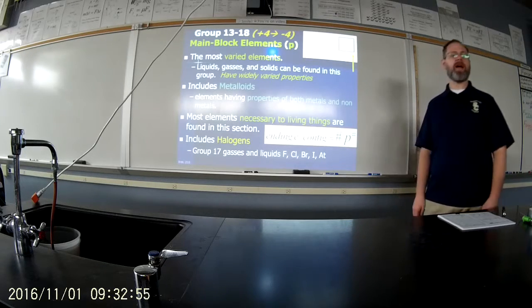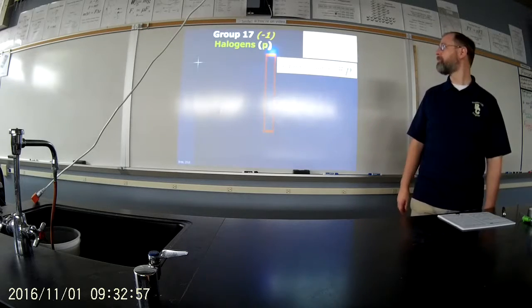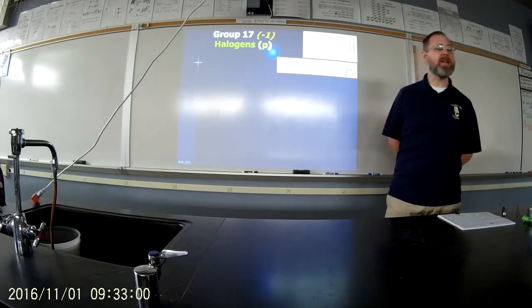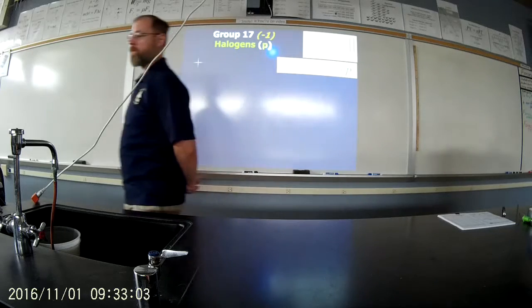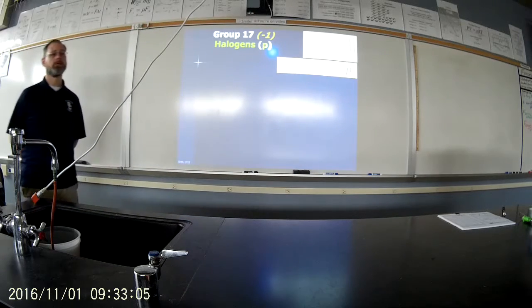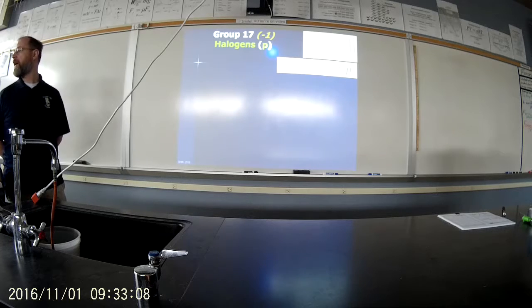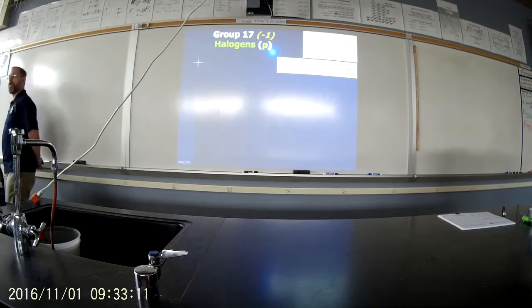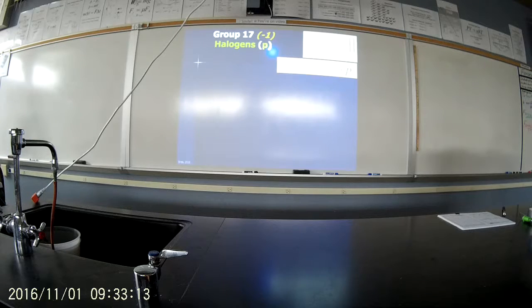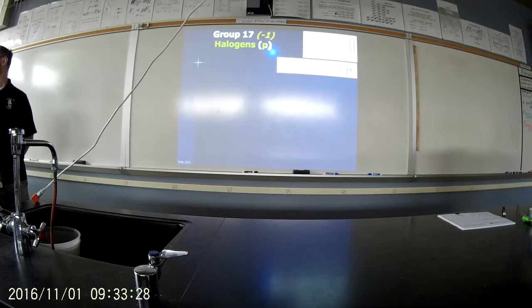So this is also where we find the halogens. Let's talk about the halogens. Group 17 are the halogens. They have how many valence electrons? 7. How many valence electrons do they want? 8. What are they going to do? Questions? Or you just joined? Okay. So they've got 7. They want 8. They're going to try really hard to get 1.